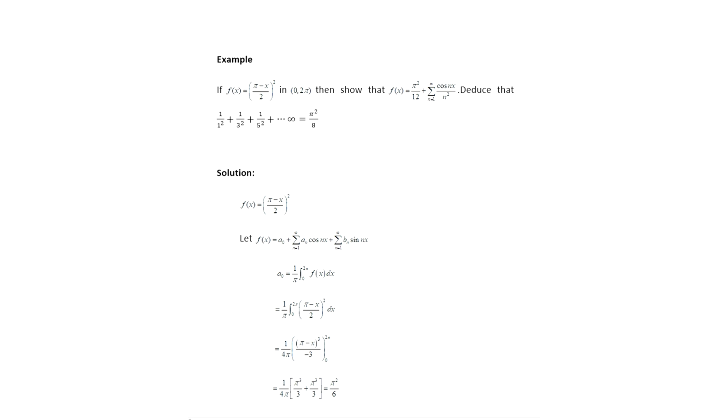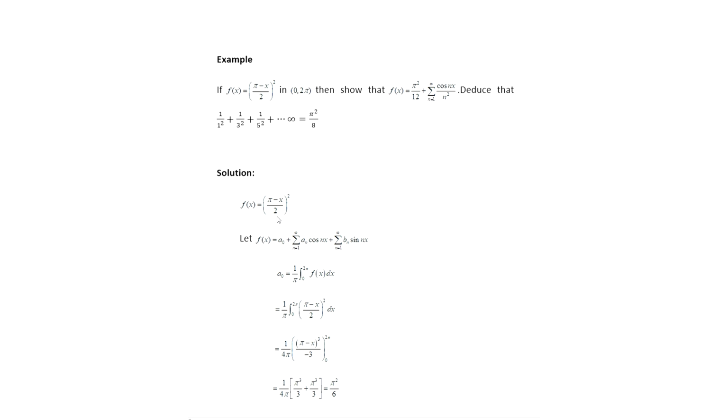Let us see an example. If f of x equal to pi minus x by 2 the whole square defined in 0 to 2 pi, then show that f of x equal to pi square by 12 plus summation n equal to 1 to infinity cos nx by n square. Deduce that 1 by 1 square plus 1 by 3 square plus 1 by 5 square plus etc. to infinity equal to pi square by 8.